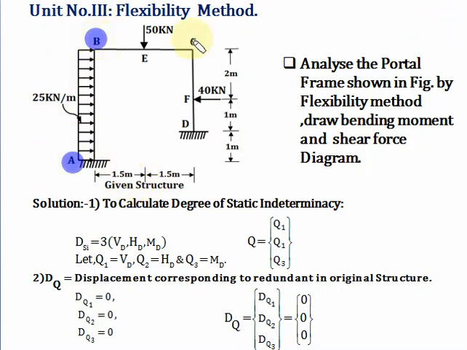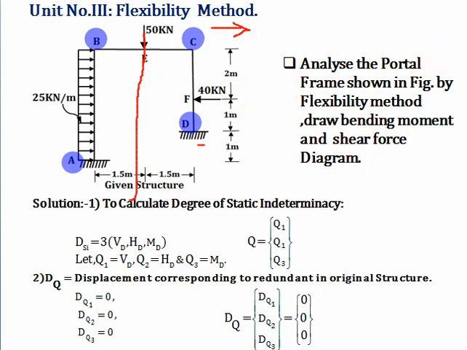Now this frame is a sway frame because if you take a vertical section, on the left and right side of the section, the forces are not the same, and also the support at A and the support at D are not at the same level, they are at different levels. So there will be a horizontal sway in this frame. So this type of frame is a sway type frame.